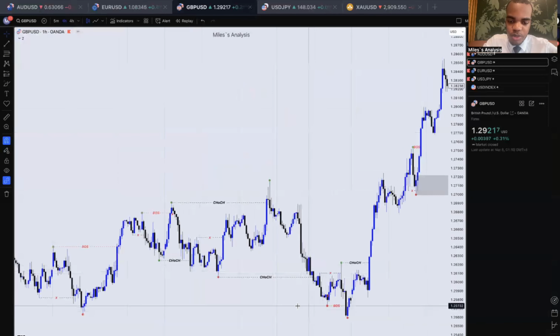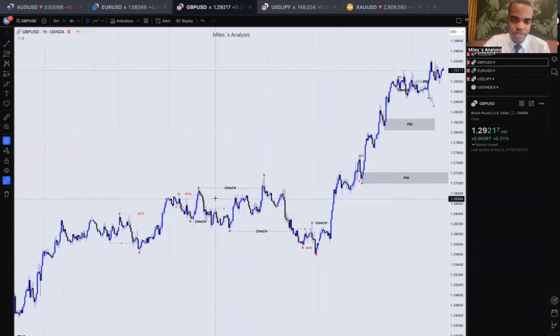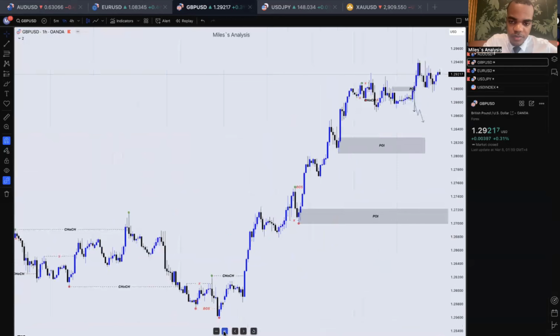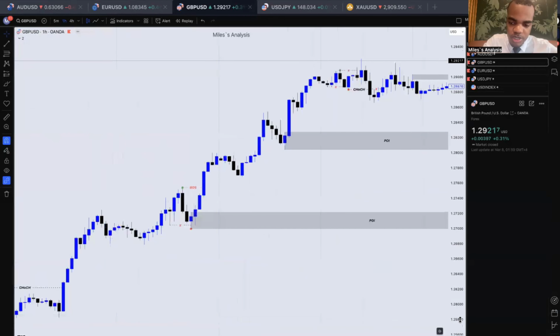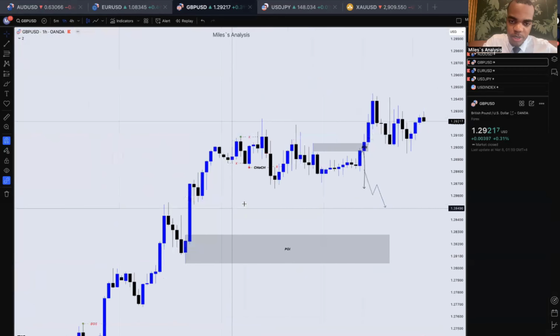Next we'll go to the GBPUSD. On the GBPUSD, you can see price is the similar thing. Price was in a range, a couple of change of characters. Then this was the last change of character created. After that change of character, you can see price is bullish. It took out adjustment here, then lower high. Then price is in a healthy price action.